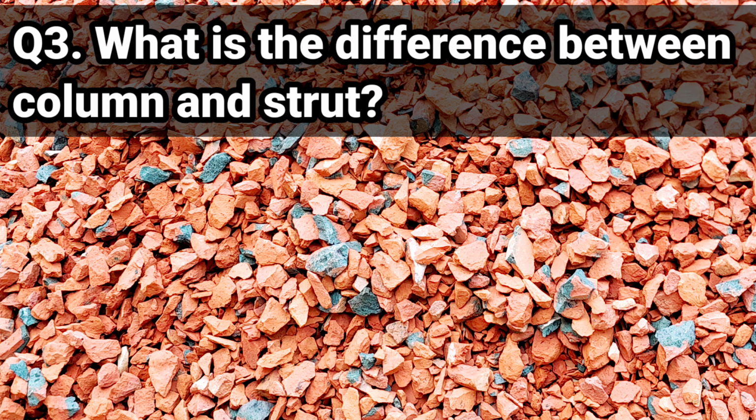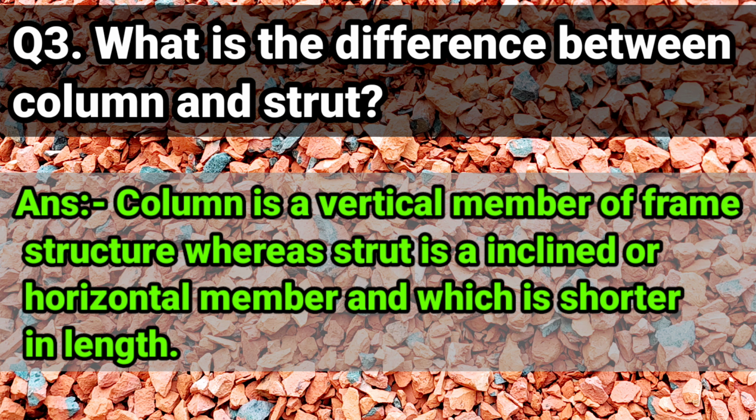What is the difference between column and strut? Column is a vertical member of frame structure, whereas strut is an inclined or horizontal member and which is shorter in length.